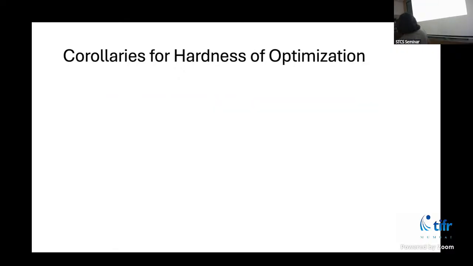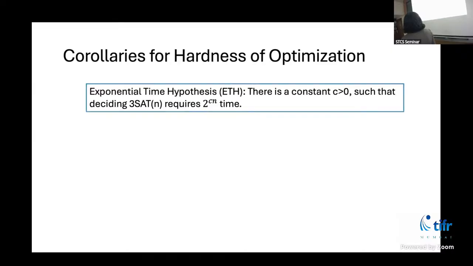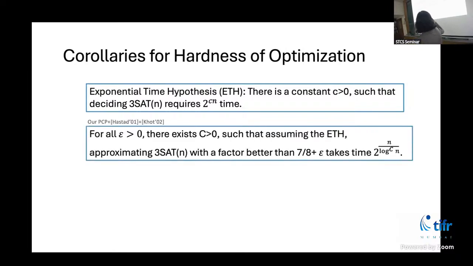Yeah, I'll show you the corollaries which will make it clear that a lower bound for PCPs is algorithmic. So assuming the exponential time hypothesis, which you might have heard of, which just says that deciding 3 SAT, distinguishing SAT from UNSAT, requires exponential time. Under this, you can show that even approximating 3 SAT takes nearly exponential time.